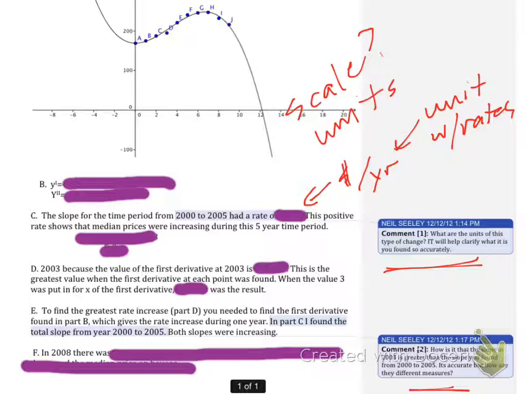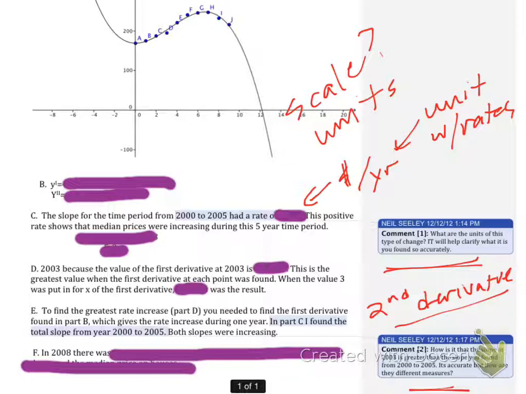And then how does the second derivative play into this? You took a second derivative in B. So it might be a good time to insert something about, well, I took some second derivatives and here's what it says about what's going on in 2003 or between 2000 and 2005. Use that as an opportunity to try that calculation.